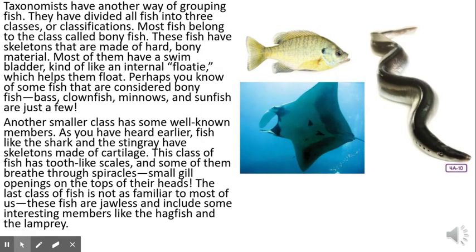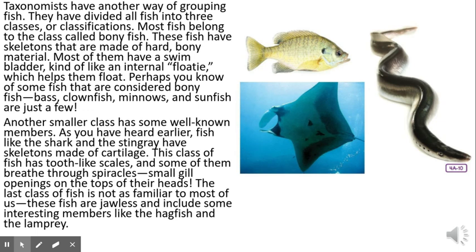Taxonomists have another way of grouping fish. They divide all fish into 3 classes or classifications. Most fish belong to the class called bony fish. These fish have skeletons that are made of hard, bony material. Most of them have a swim bladder, kind of like an internal floaty, which helps them float. Perhaps you know of some fish that are considered bony fish. Bass, clownfish, minnows, and sunfish are just a few.